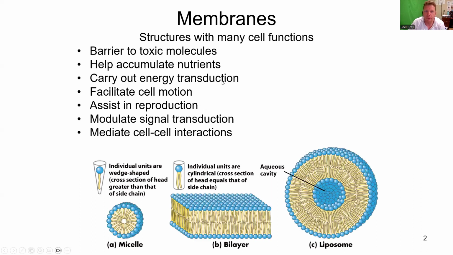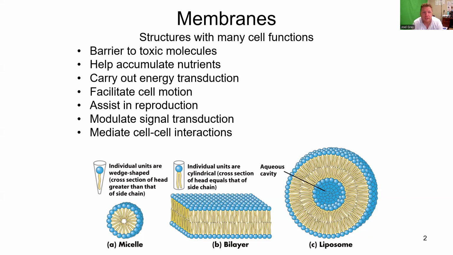So membranes are structures that have many cell functions. For example, they are barriers to toxic molecules, and you can also think of them as a barrier to non-toxic molecules. They help accumulate nutrients, so they basically help what you want to keep in, or help stuff stay in and help stuff stay out.